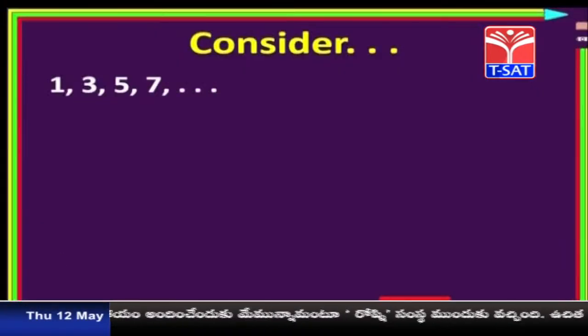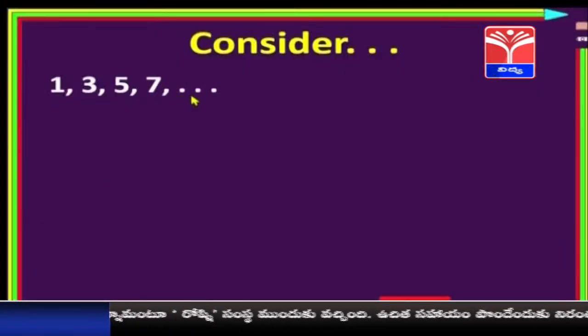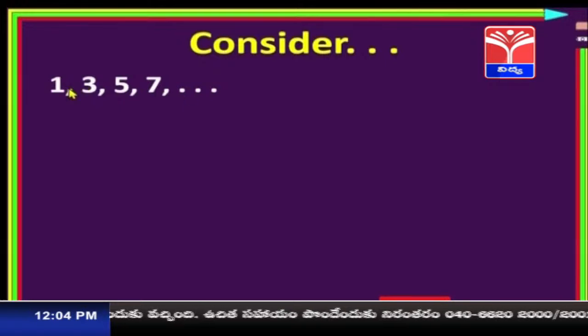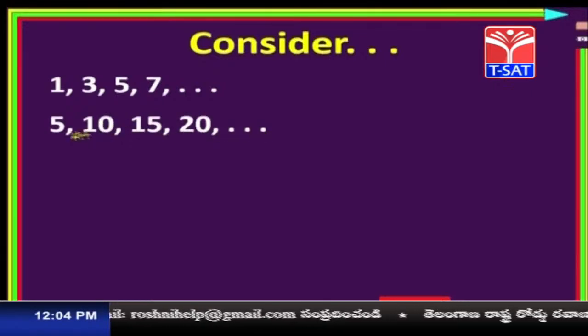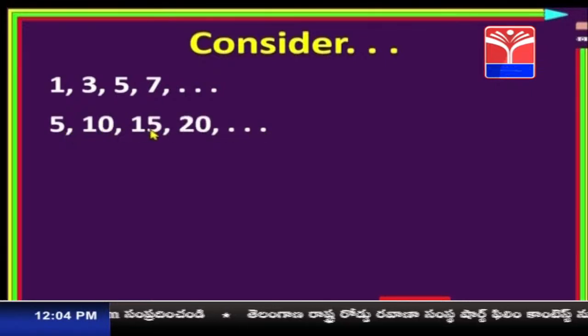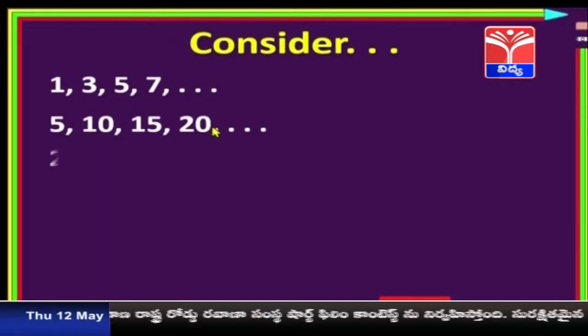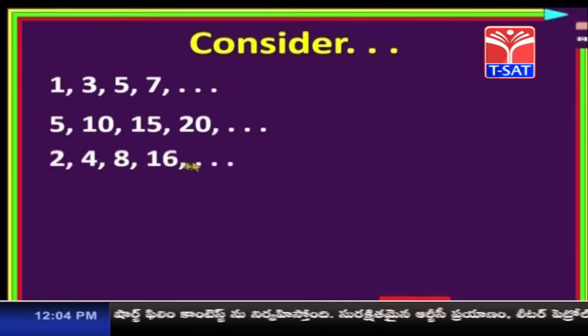Consider 1, 3, 5, 7. So, what are these? These are odd numbers. And next, 5, 10, 15, 20, and so on. So, these are multiples of 5. Next, the third one: 2, 4, 8, 16, and so on.